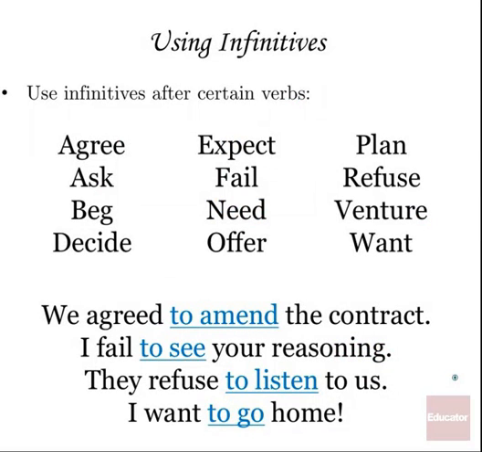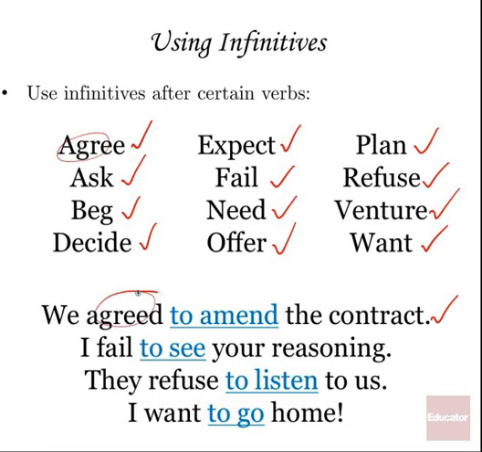Now, just like gerunds commonly follow certain verbs, infinitives commonly follow certain other verbs. So, you can very often see infinitives after agree, ask, beg, decide, expect, fail, need, offer, plan, refuse, venture, and want. Let's look at some examples. We agreed to amend the contract. Once again, we've got agree up there and down here, and it's followed by the infinitive to amend. I fail to see your reasoning. They refuse to listen to us, and I want to go home.